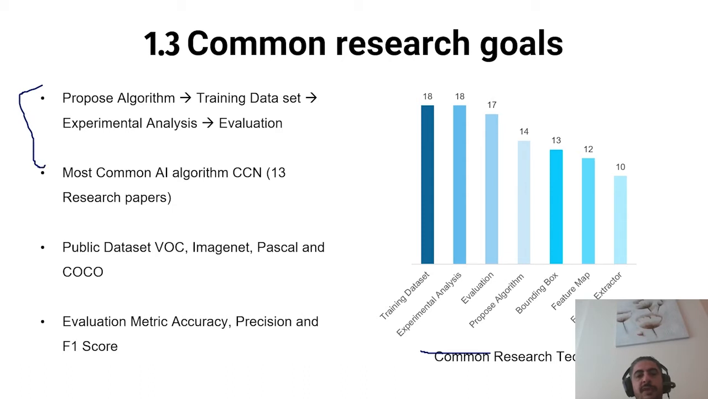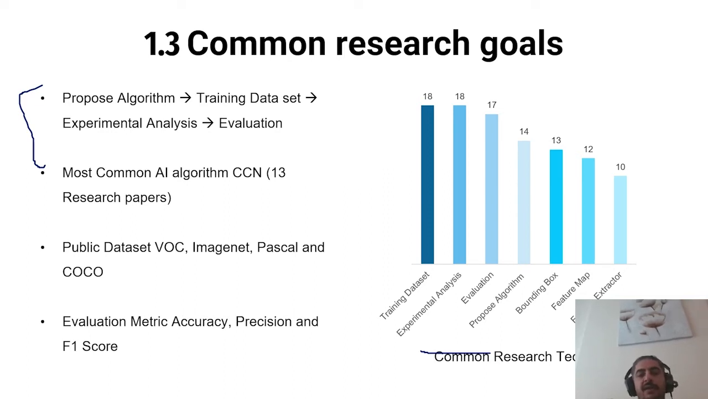This approach is to propose a model or a technique, train the model with some public dataset or some specific datasets, perform an experimental analysis, and evaluate the model by using metrics like accuracy and precision.